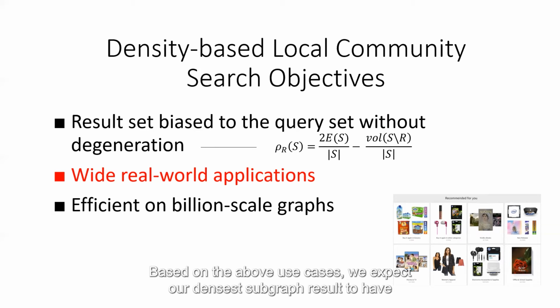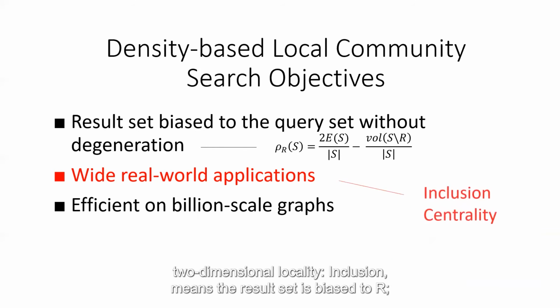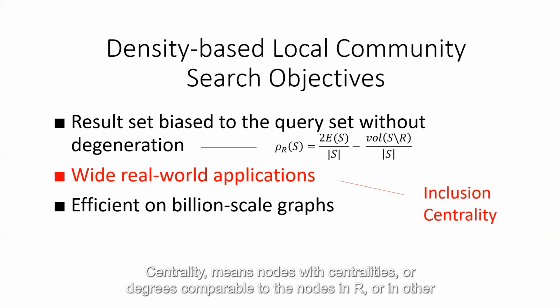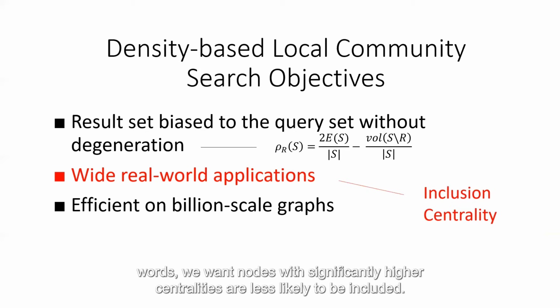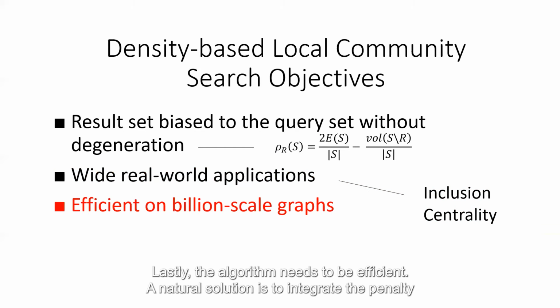Based on the above use cases, we expect our densest subgraph result to have two-dimensional locality. Inclusion means the result set is biased to R. Centrality means nodes with centralities or degree comparable to the nodes in R. Or in other words, we want nodes with significantly higher centralities to be less likely to be included. Lastly, the algorithm needs to be efficient.